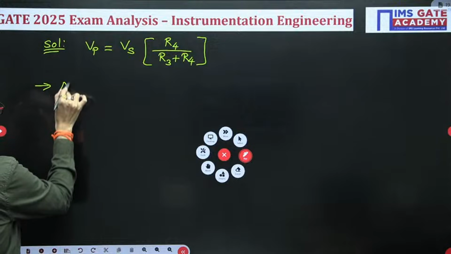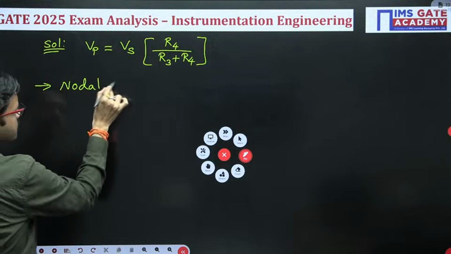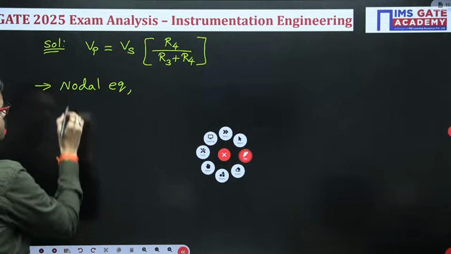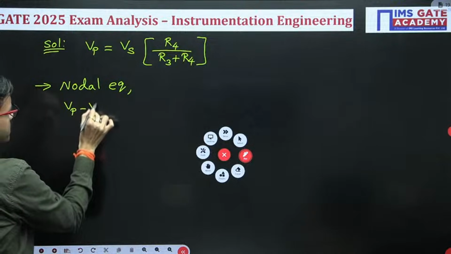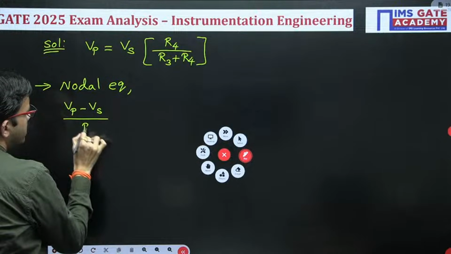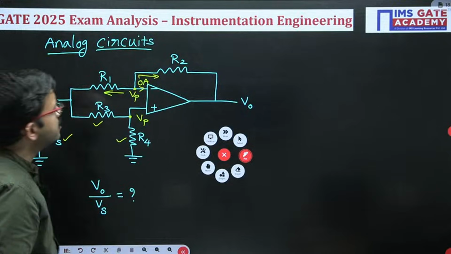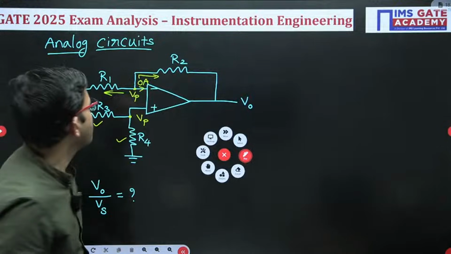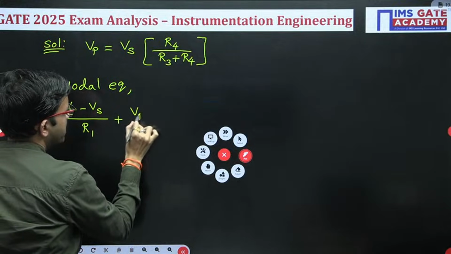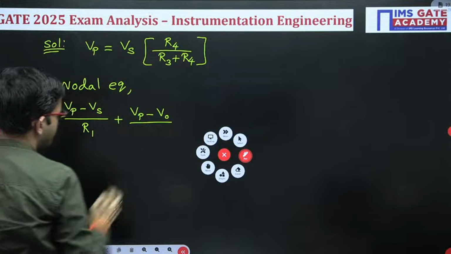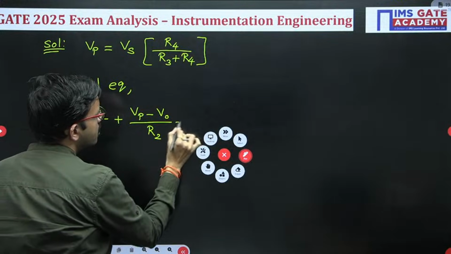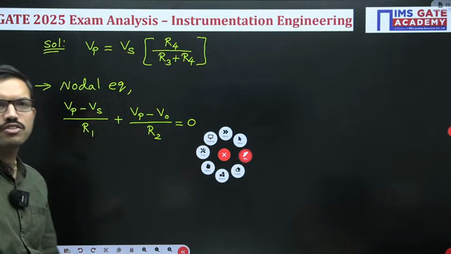Here I am writing the nodal equation: Vp minus Vs divided by R1, that is a leaving current. Similarly, in this particular branch also current is leaving: Vp minus V0 divided by R2, is equal to 0, because the sum of all the leaving currents is equal to 0, right?